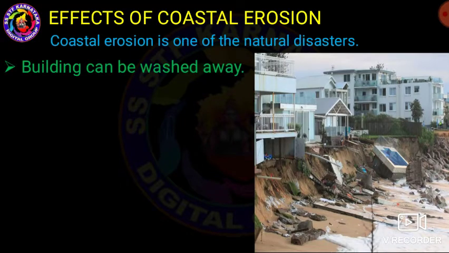My dear students, coastal erosion is one of the natural disasters. All of you know that. What are the major effects? Coastal areas, including trees and buildings, can be washed away.